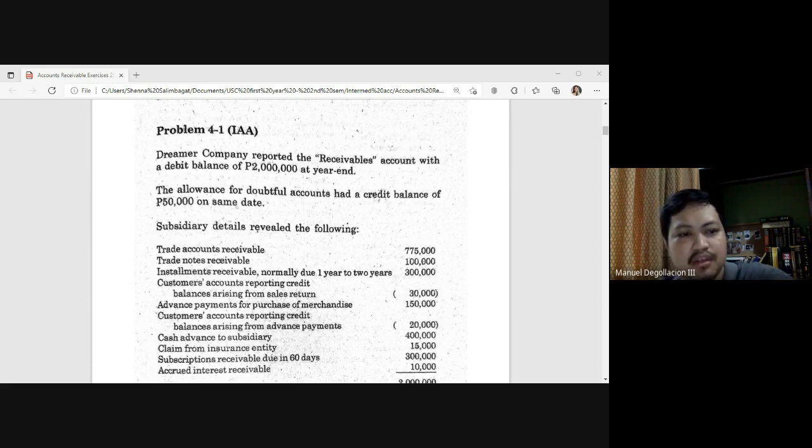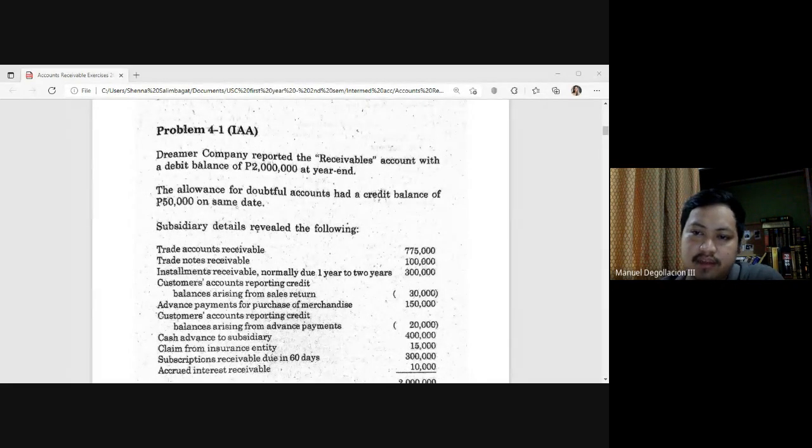Also, for accounting for your bad debts, class, for your allowance for doubtful accounts, the allowance for doubtful accounts becomes relevant when you are using the allowance method. So when dealing with potential bad debts, when dealing with potential worthless receivables, class, again, we also have two methods, the direct write-off method and the allowance method.